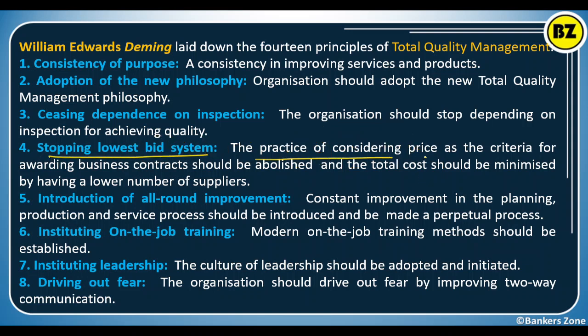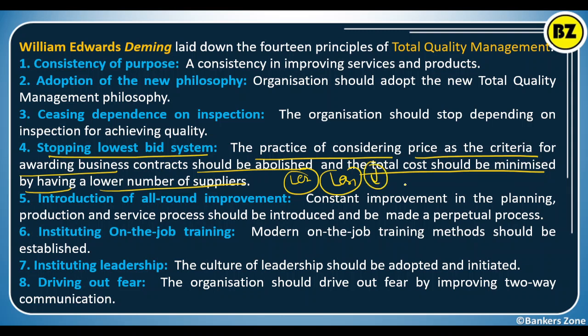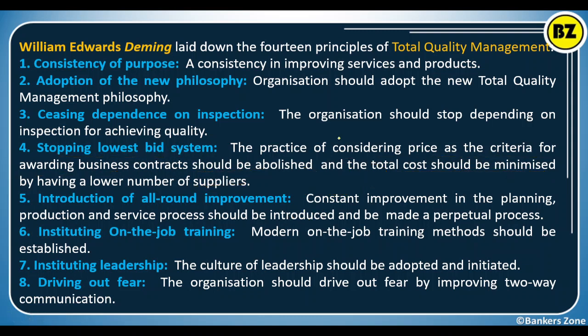This practice considers the price as the criterion for awarding business contracts. That should be abolished, and total cost minimized by having a lower number of suppliers. So for cost saving purposes, you can choose fewer suppliers, and in that way you can minimize the cost, but you should stop the lowest bid system for improving quality. Then introduction of all-around improvement. Constant improvement is important, whether in planning, production or services. That should be introduced and made a perpetual process.